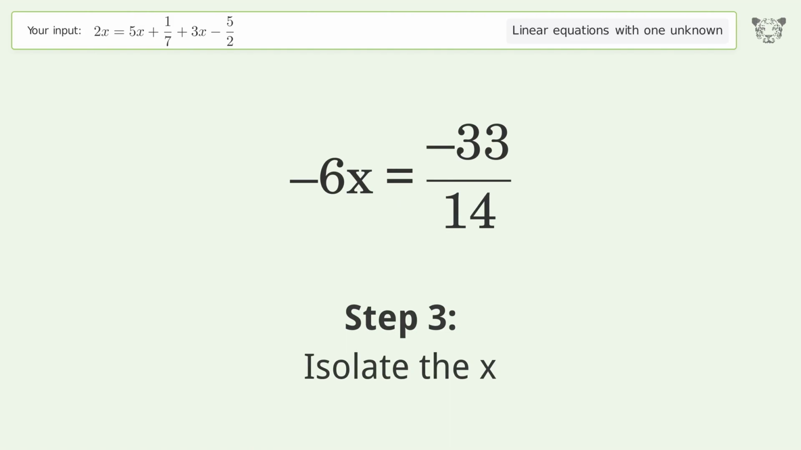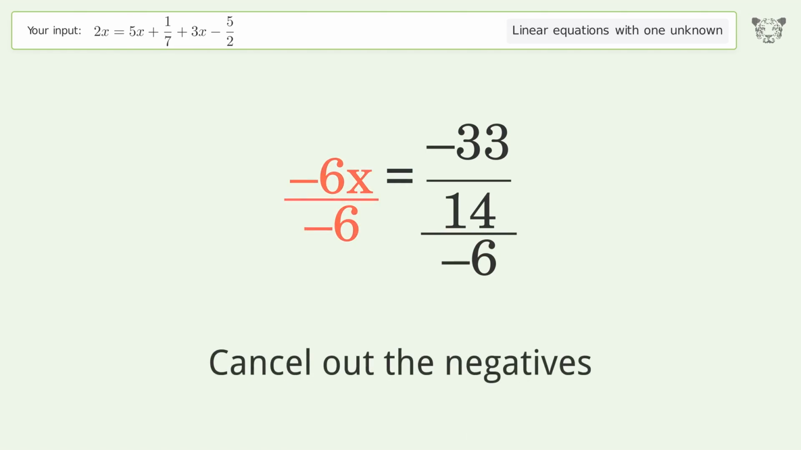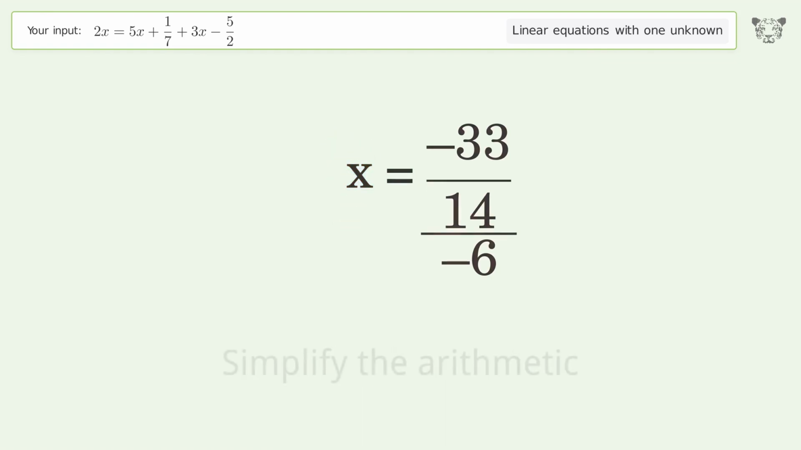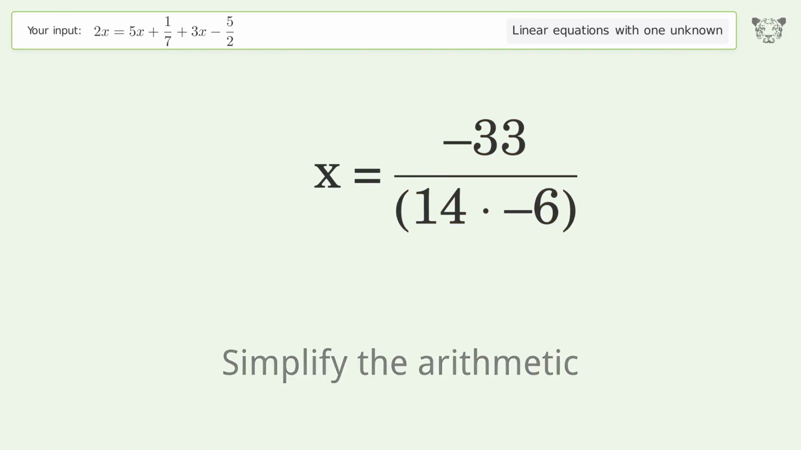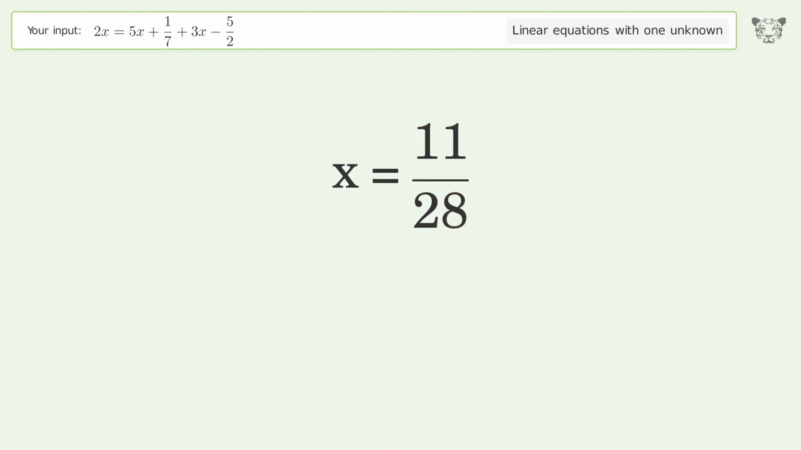Isolate the x. Divide both sides by -6. Cancel out the negatives. Simplify the fraction. Simplify the arithmetic. And so the final result is x equals 11/28.